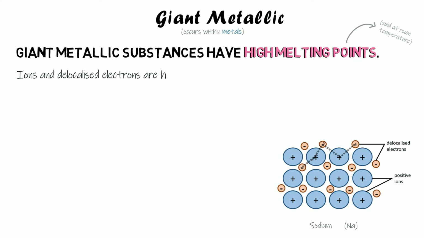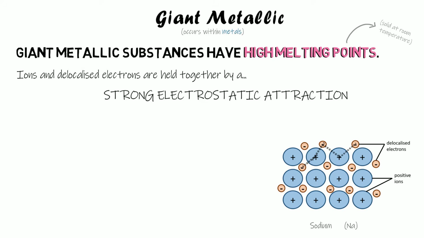The ions and the delocalized electrons are being held together by, same as last time, a strong electrostatic attraction, because it's still an attraction between positives and negatives. But this time it's between the positive ions and, instead of negative ions, the negative delocalized electrons that they're attracted to. So the bond isn't between positive and negative ions, it's between positive ions and negative electrons.